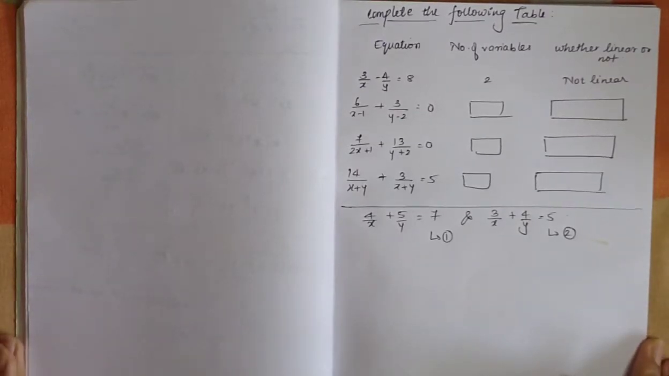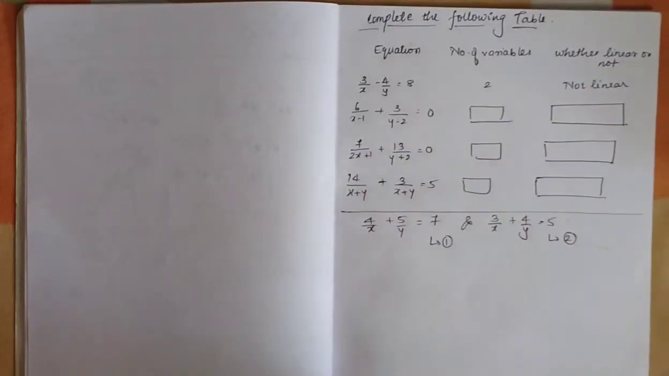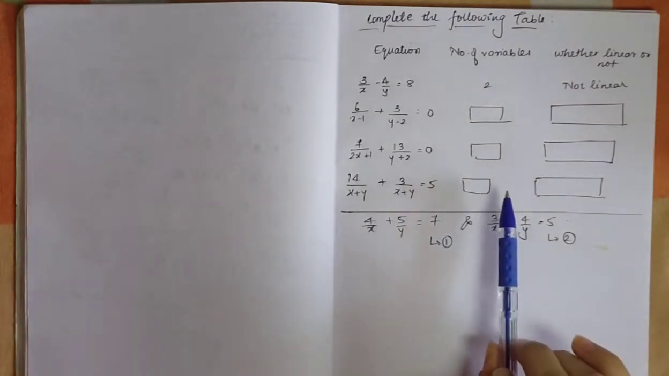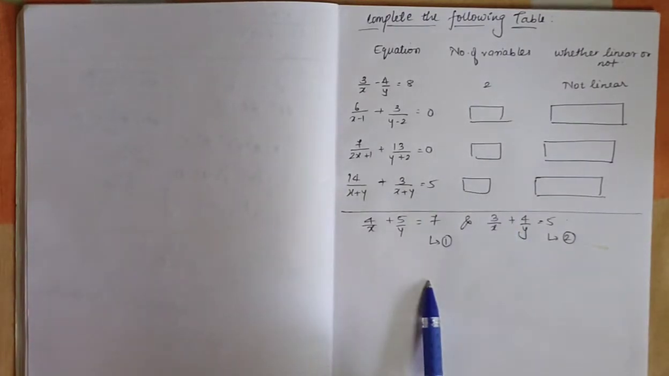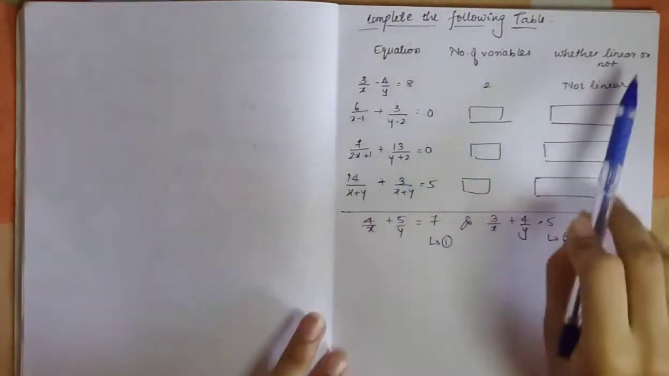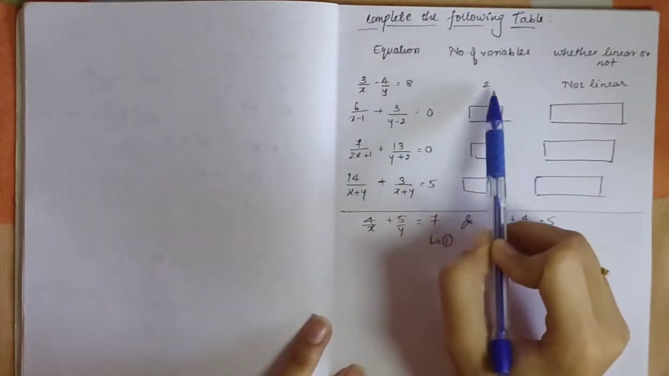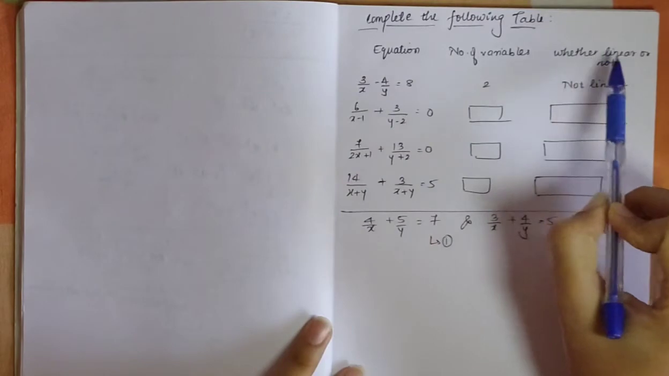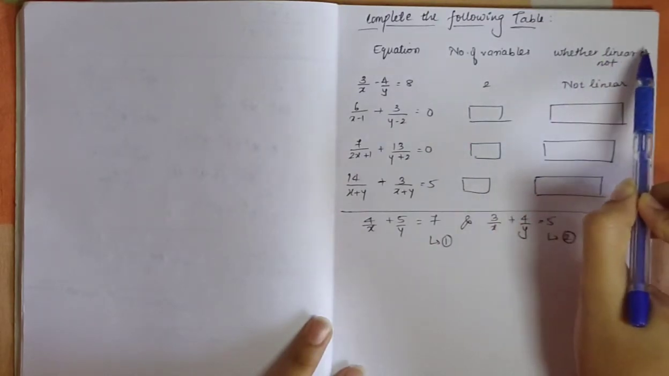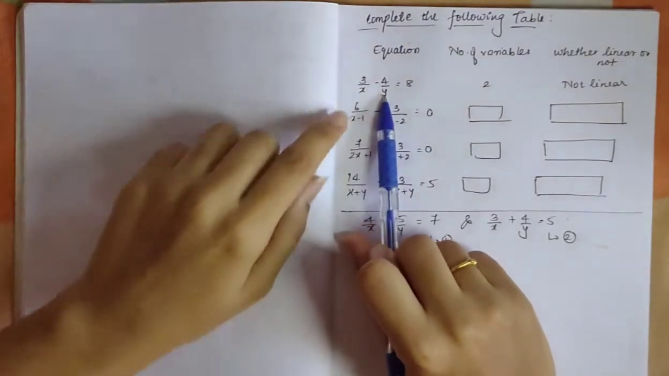So in this lecture, we're going to move forward to the practice set 1.4. Before that, let's look into the activity which is given in your textbook, and also let's look into the solved examples for your better understanding. The activity says there are 4 equations. You just have to fill in the blanks for number of variables and whether the equations are linear or not. The first equation, they have given it for you already.